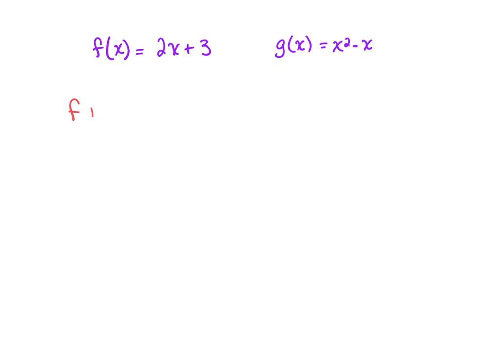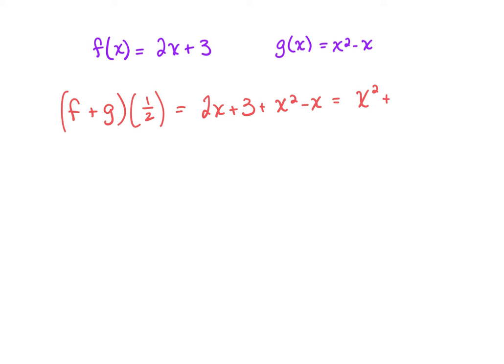F and G. So the first one says add the two functions and evaluate them at 1/2. All right? So you're literally adding the two functions and evaluate them at 1/2. You can just go ahead and get a new function, x squared, 2x and negative x, combine those like terms, right? And then evaluate means to plug it in. 1/2 squared plus 1/2 plus 3. So 1/4 plus 2/4, common denominator, plus what, 12/4 equals 15/4.